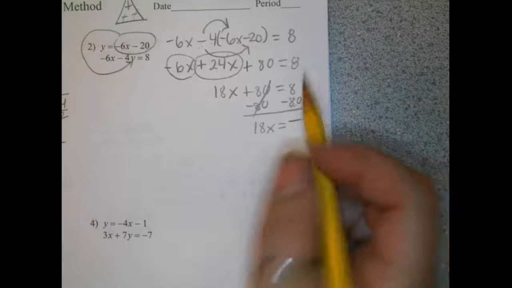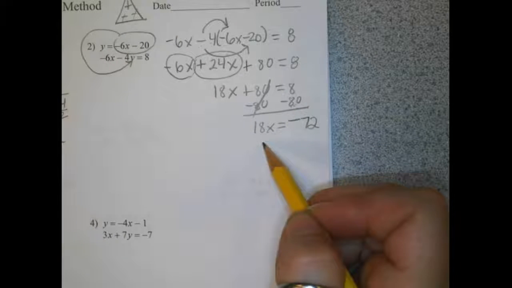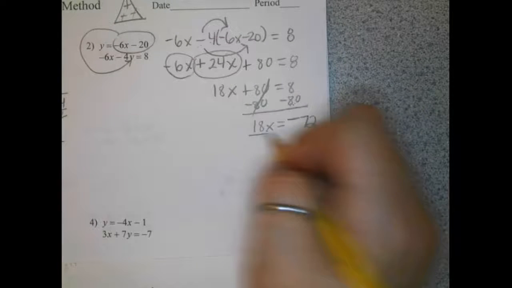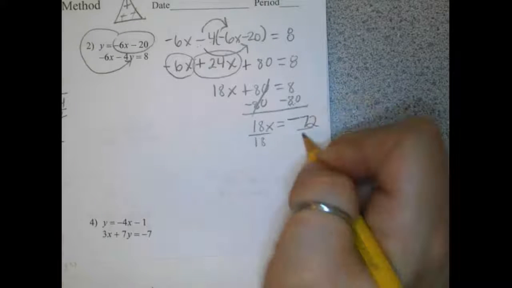I wrote it wrong. Okay, so what's my last step here? If I go back to my list, I want to divide both sides by 18. Thank you, Lauro. Dividing by 18 on both sides.